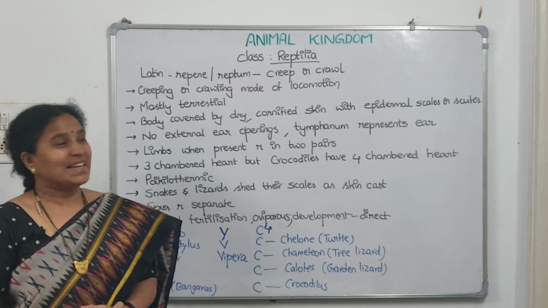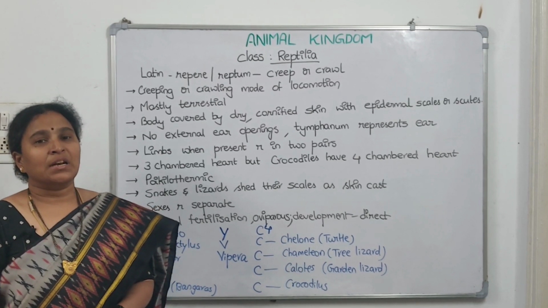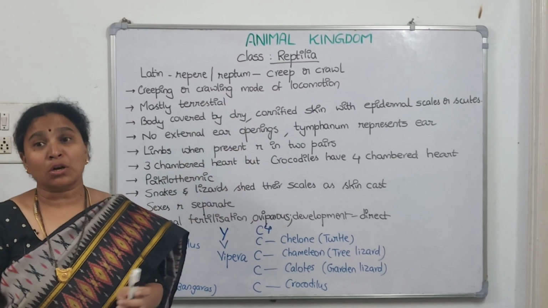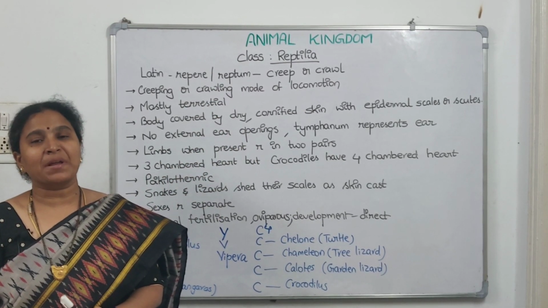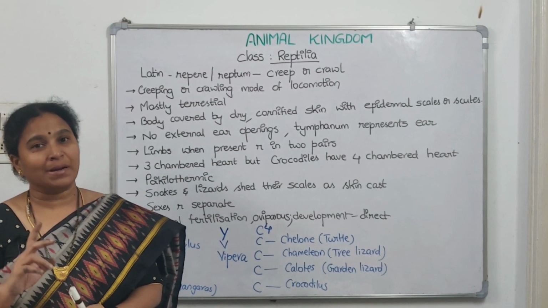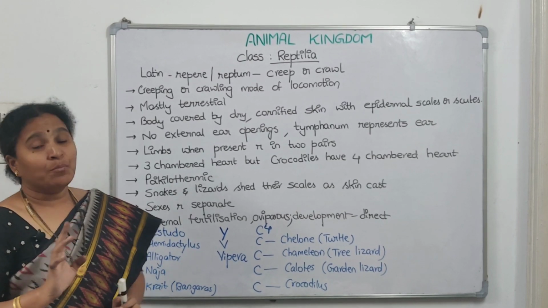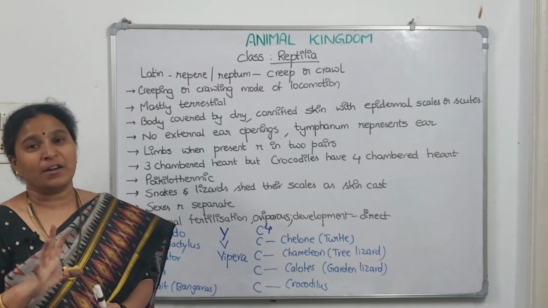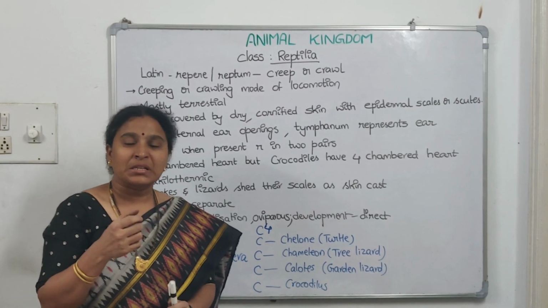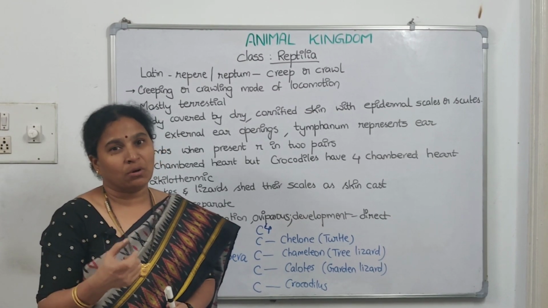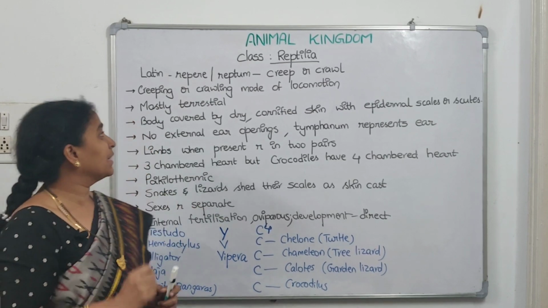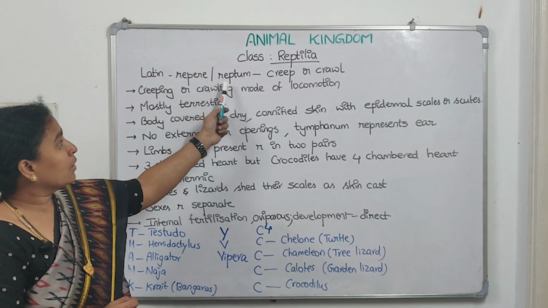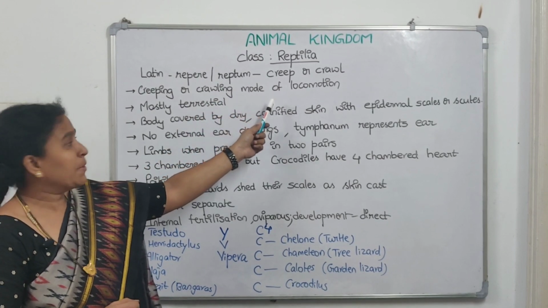So the next class is Reptilia. The Latin word repre or reptum means crawling or creeping, meaning reptiles usually have a crawling or creeping mode of locomotion, and most of them are terrestrial. The body has dry cornified skin having epidermal scales and scutes. If you have seen a crocodile, it has scales and scutes like that.